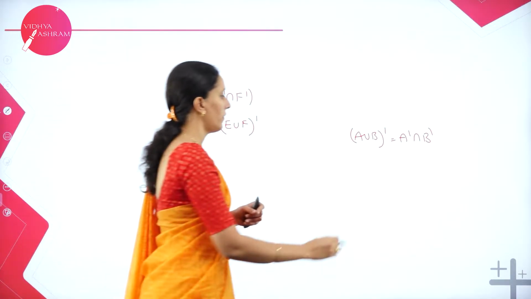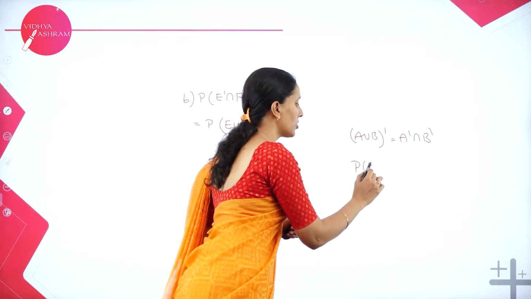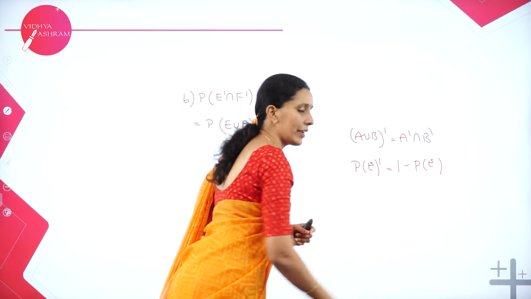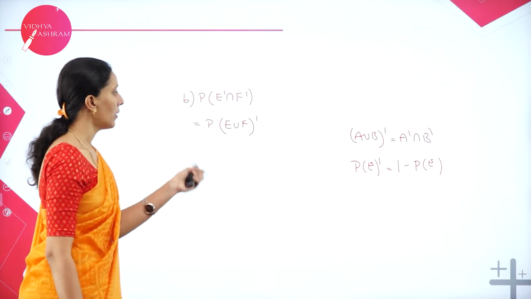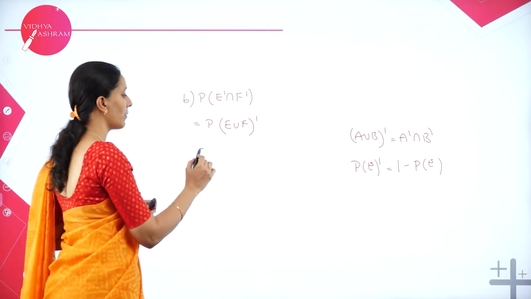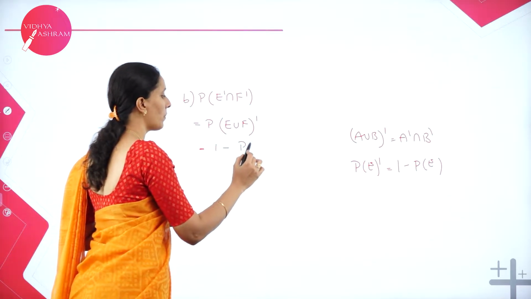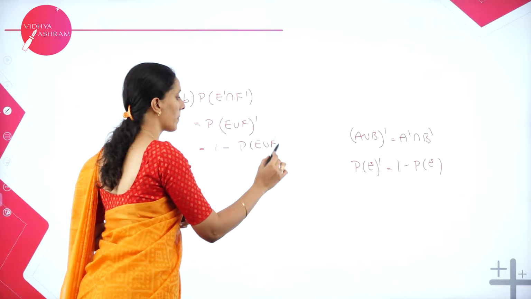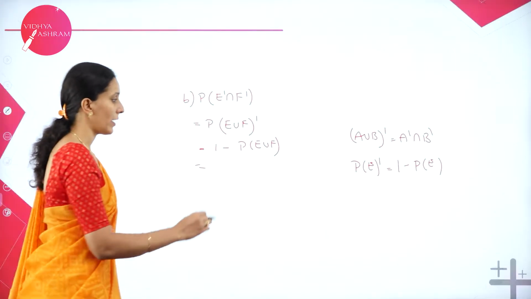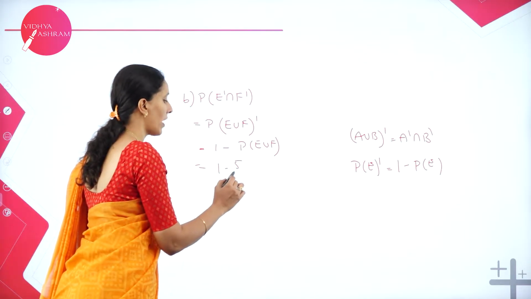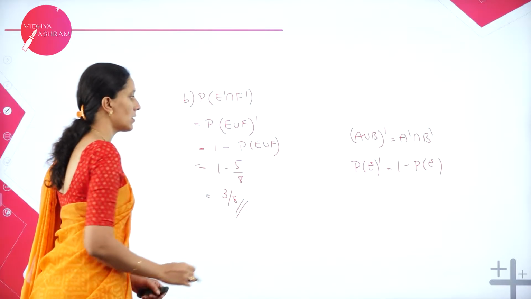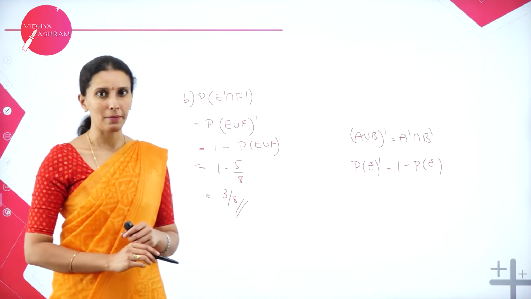And also, whenever you want to calculate the probability of a complement, then you have to subtract it from 1, the probability of an event. So, therefore, here I need probability of E union F whole dash. This can be written as 1 minus probability of E union F. Previously we have got probability of E union F as 5 by 8. So, therefore, it is 1 minus 5 by 8 which is equal to 3 by 8. So, this is the value of the required probability.